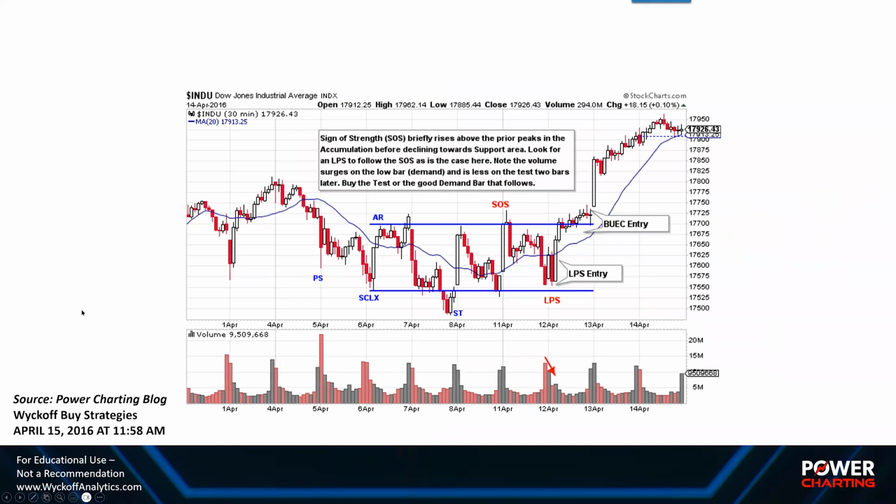Here is an example from the blog on April 15th, Power Charting blog. And you can see here, keep this chart structure in mind, because this is very similar to the case study we're going to do in just a moment. And this is a 30-minute chart of the Dow Industrials, vertical chart.